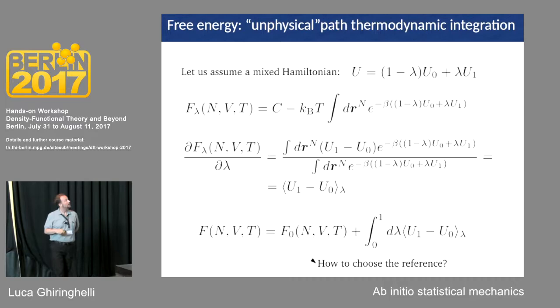You need a reference, of course. So your U0 must be a Hamiltonian for which you either can calculate analytically the free energy or you can find it in some other way, because somebody has done it from another U minus 1 to U0 and you know already the free energy at U0.